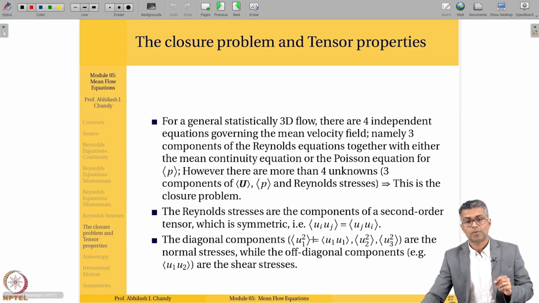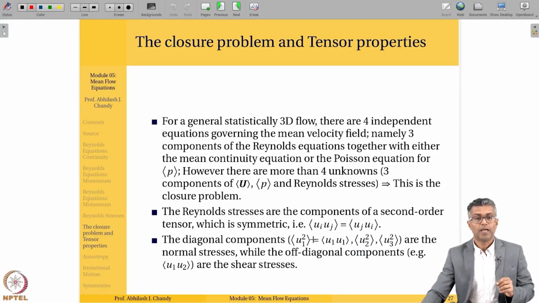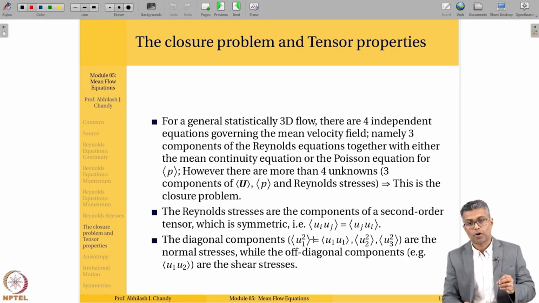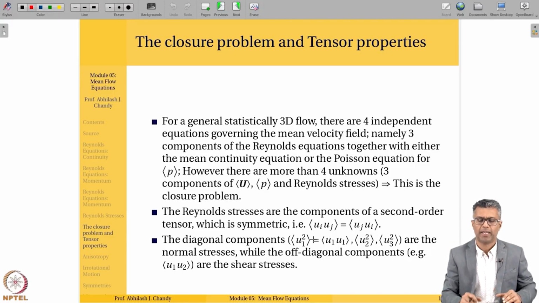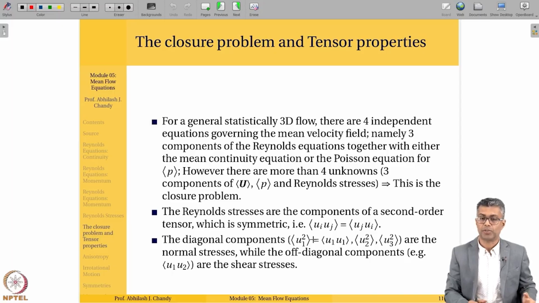Now that takes us to this new discussion of what we call the closure problem. If you remember, when we started discussing turbulence in one of the first classes, we talked about turbulence being one of the most unsolved problems in classical physics. And that is primarily due to this closure problem. What do I mean by that? In math, a closure problem has to do with having more unknowns than equations. And that is exactly what you have here.